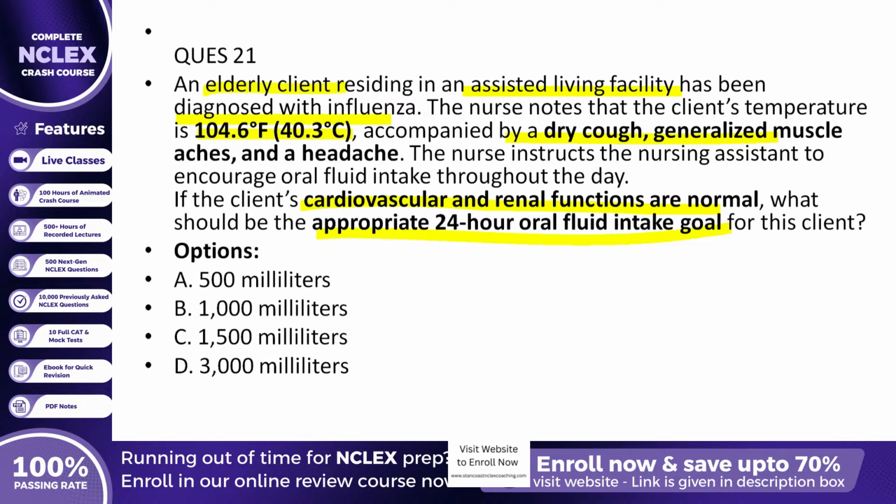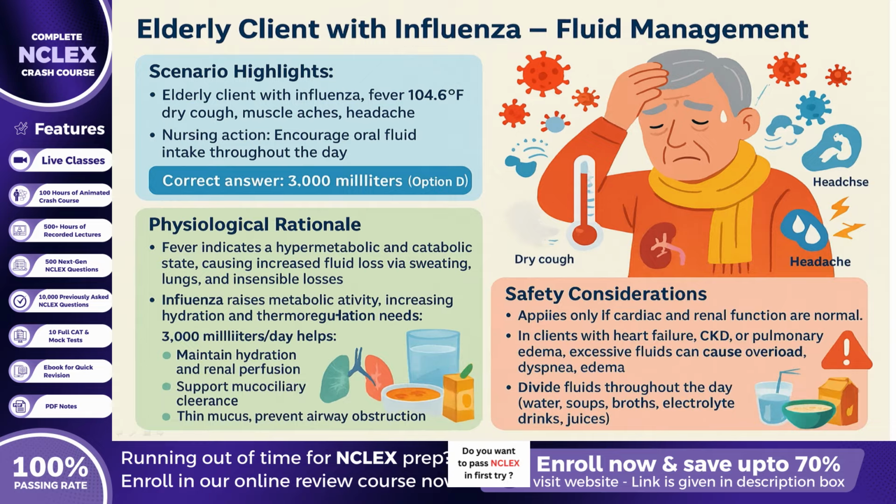Moving forward into the detailed rationale, let us break this down physiologically. A fever of 104.6 degrees Fahrenheit reflects a hypermetabolic and catabolic state, where the body rapidly loses fluids through sweating, increased respiratory effort, and insensible losses from the lungs. In influenza, the immune system's heightened response increases the body's metabolic activity, which subsequently raises both hydration and thermoregulation needs.